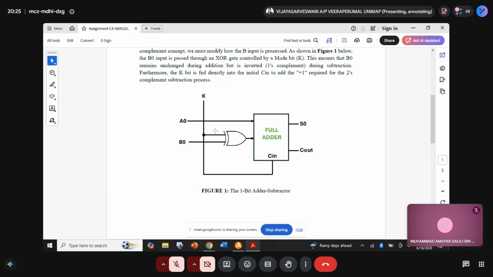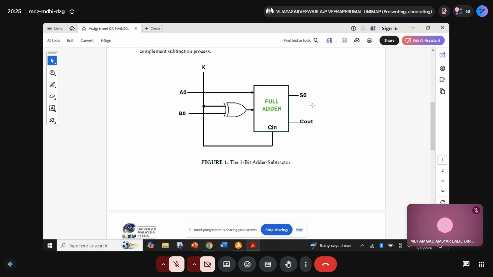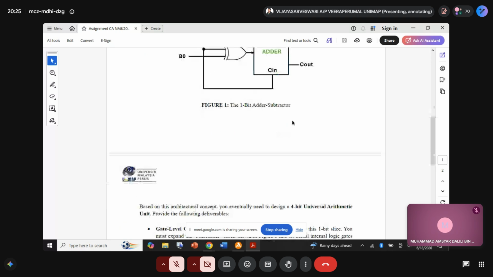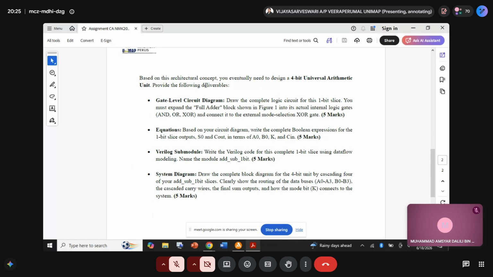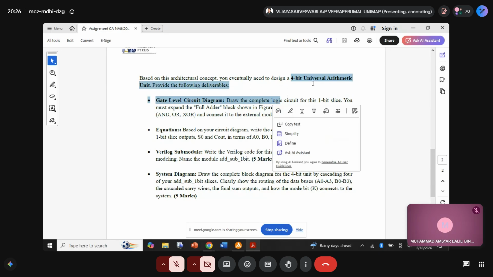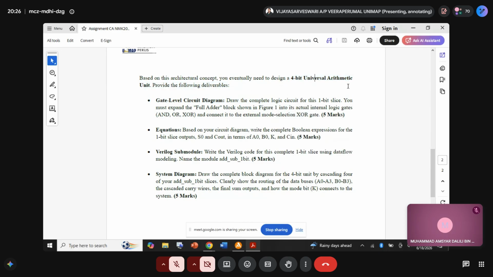One bit only. We have one bit of output, and two inputs, which are A and B. And then of course we have another bit for the C in. So if you can see here, the first thing that you have to do is design a 4-bit ALU. The universal arithmetic unit is a 4-bit ALU.